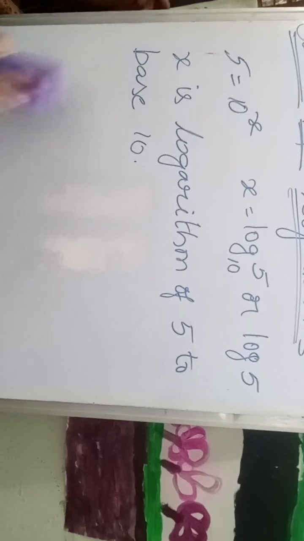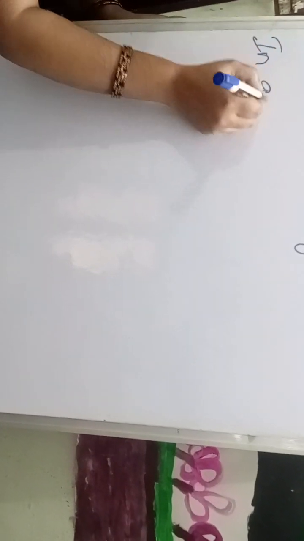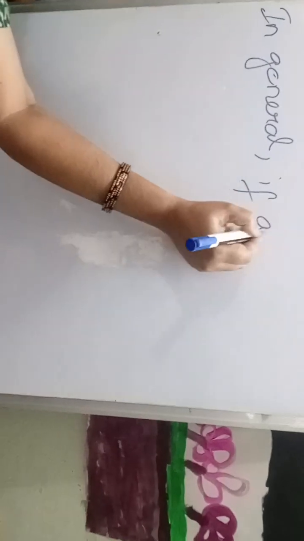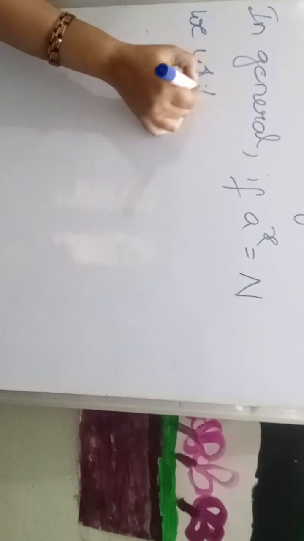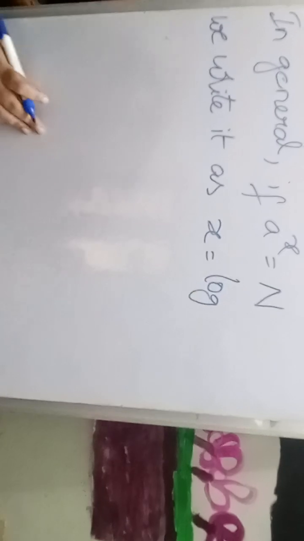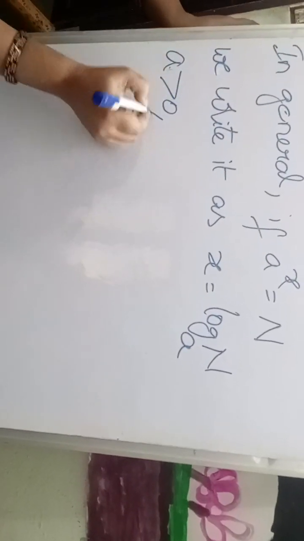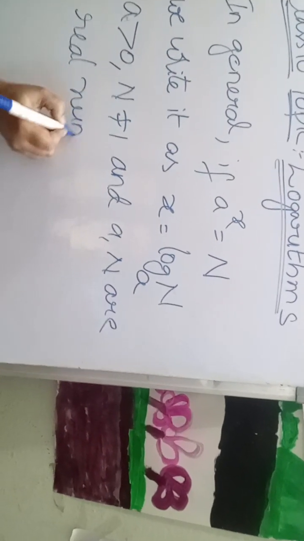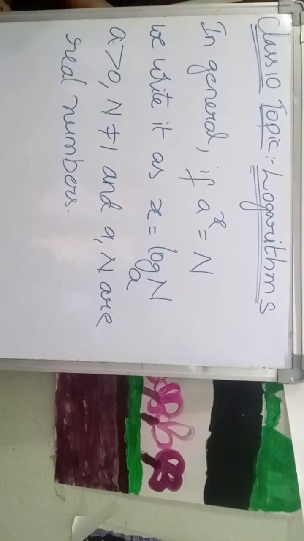And the main definition is that, in general, if a power x is equal to n, we can write it as x equals log n base a, where a is greater than 0 and n must not be 1, and a, n are real numbers. This is the main introduction of logarithms.